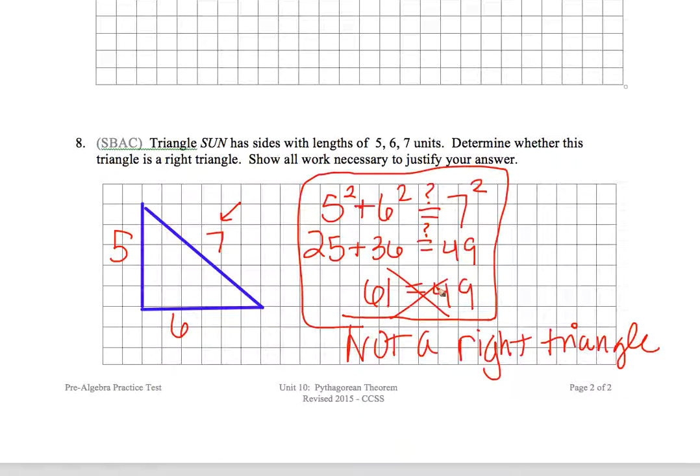But do you know what that means? Do you know that that tells you there's not a right triangle happening? So I need to see this. This is very important. When it says determine whether it's a right triangle, that's what you're doing here. You're telling me if it is or not. Showing all the necessary work is this part. Both need to happen.